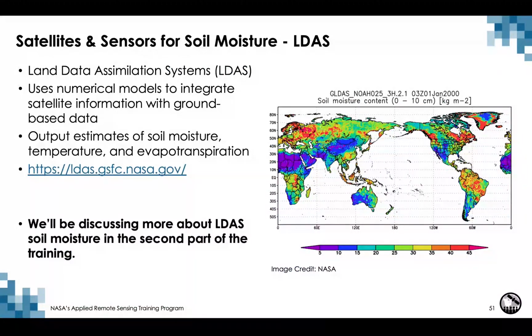Another NASA source for soil moisture is the Land Data Assimilation System, or LDAS. LDAS uses numerical models to integrate satellite information with ground-based data for soil moisture estimates. Next week's webinar is entirely focused on soil moisture, with examples of how to access and perform analysis using LDAS soil moisture data. We do hope you will join us next week.